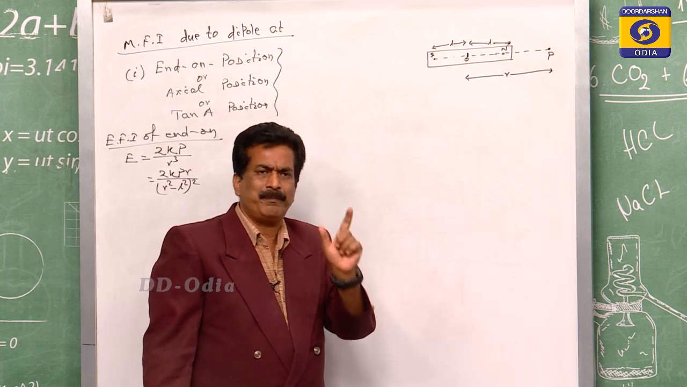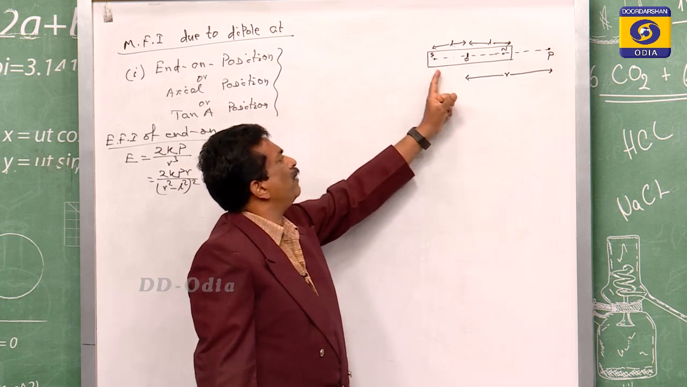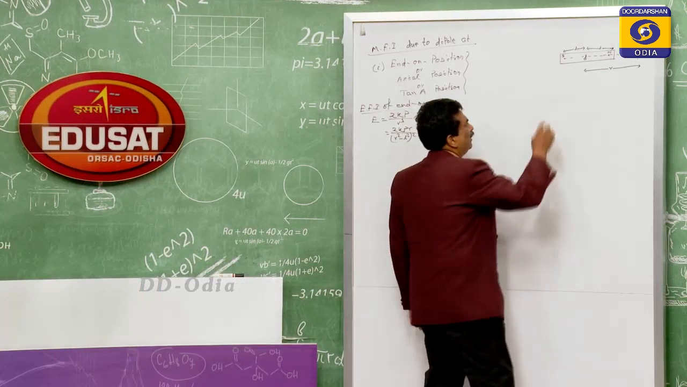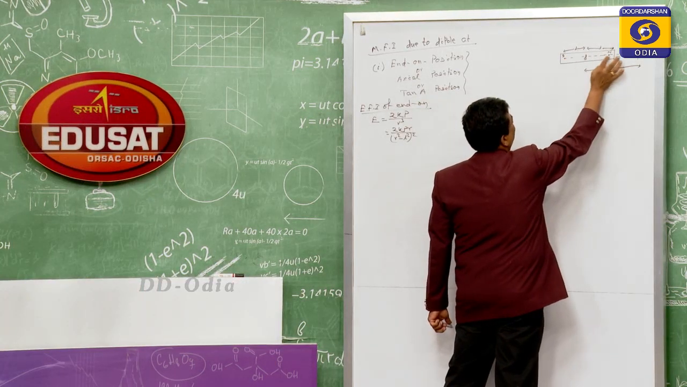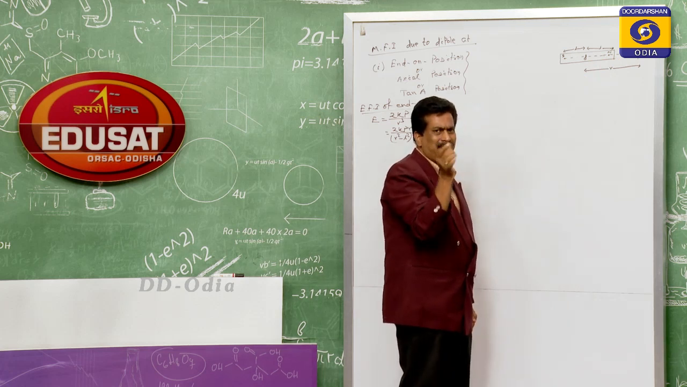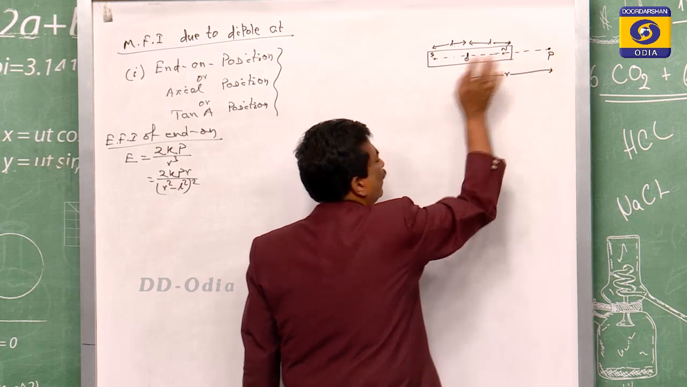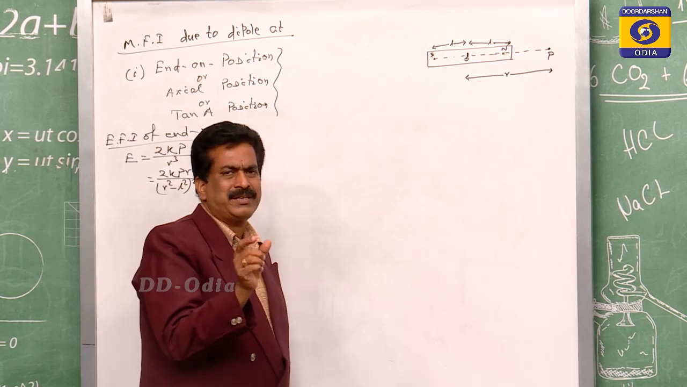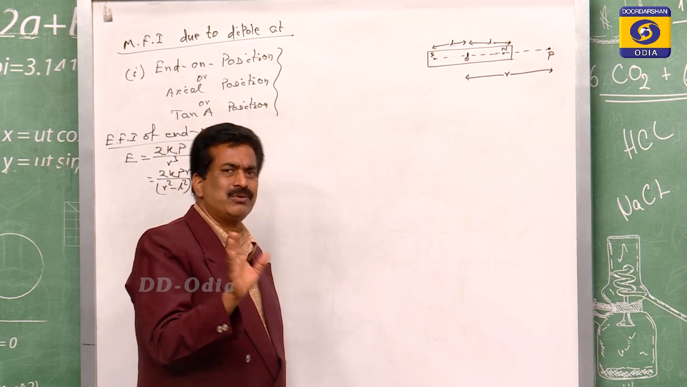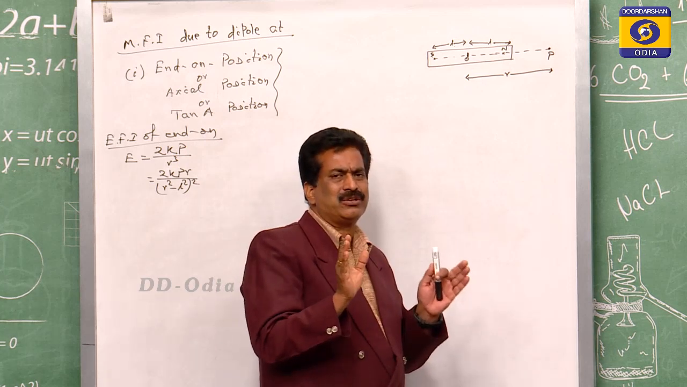I already said that you can take the distance between the south and the north pole as L, but for simplification of calculation in problems, we take it as 2L. The magnetic length can be taken as L or as 2L. 2L means the distance from S to N, and L is the distance from S to O. For convenience we are taking 2L.